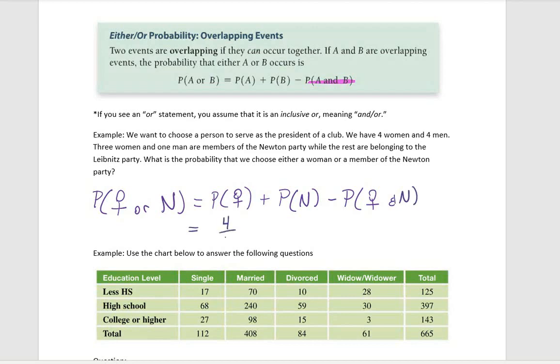So, out of the eight people, four are women. Out of the eight people, we have three women and one man that belong to the Newton Party, so it'd be four out of eight. Now, if we just stopped here, we would have 4/8 plus 4/8, which would give us 100%. So that means that there's 100% probability that we choose either a woman or a member of the Newton Party. That's not true. So, the error that might have occurred is we forgot that we have to uncount this double count. So, we have to uncount the probability that we choose a woman who's also a member of the Newton Party. So, we have three women part of the Newton Party, so it'd be minus 3 out of 8. And we would get 5/8 for our solution.